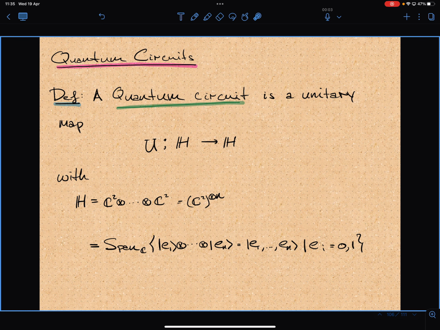So a typical basis element is going to be something like 1, 0, 1. So it's just going to be a sequence of zeros and ones, kind of like the bits. The basis for this Hilbert space is going to be created by the bits of length n.